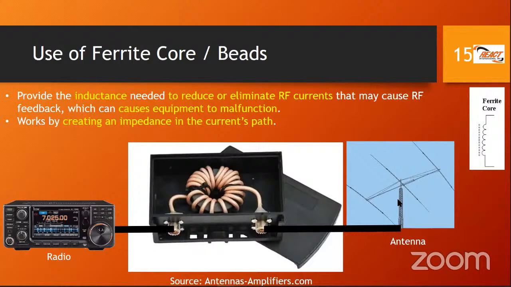What's the purpose of introducing this? Why do hams use ferrite cores or ferrite beads, as it's sometimes called? Well, the reason is that when you do this, you add inductance to the circuit here. And the reason you're adding it is to reduce or eliminate radio frequency currents that may cause RF feedback, which can cause equipment to malfunction. When you transmit from this radio, you want all of your signal to go to the antenna. You don't want it to come back in here into your shack.